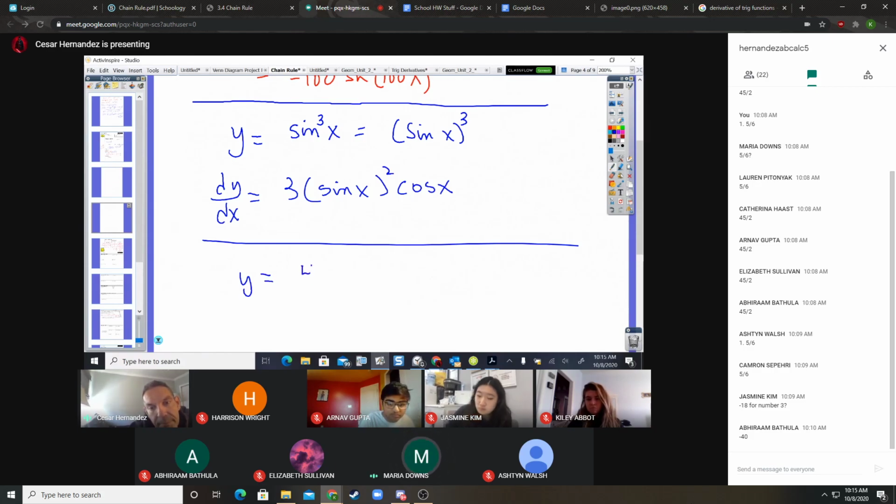I have a question. For the final answer, would you put cosine in front? So it would be like 3 cosine of sine x squared. You don't have to. You can just leave it like that. Doesn't make a difference because of the properties of multiplication. Okay. Okay. Next one.